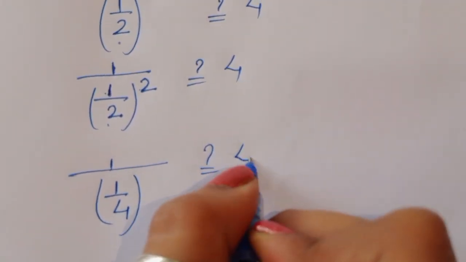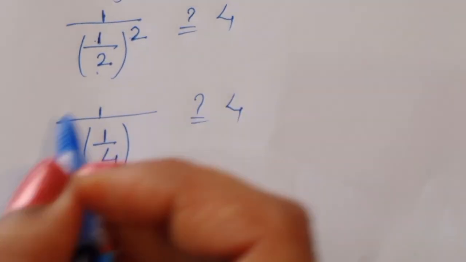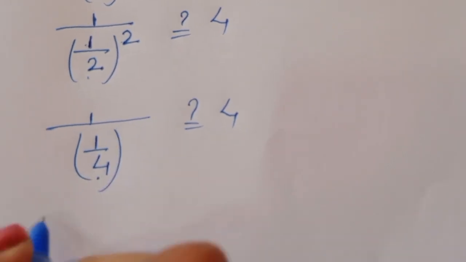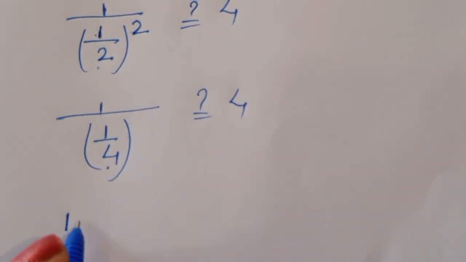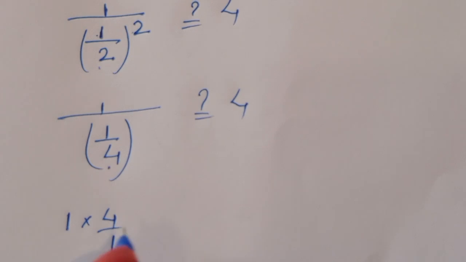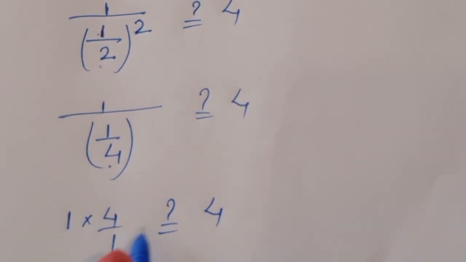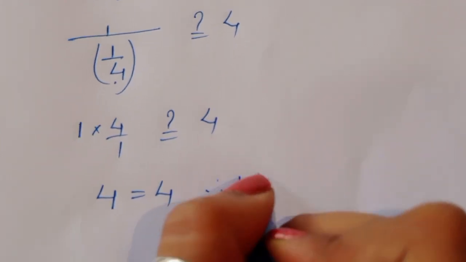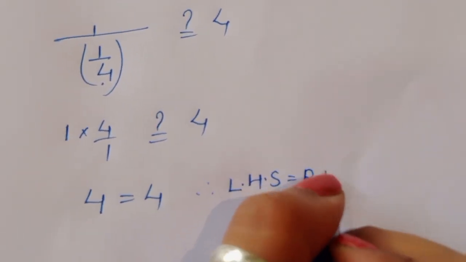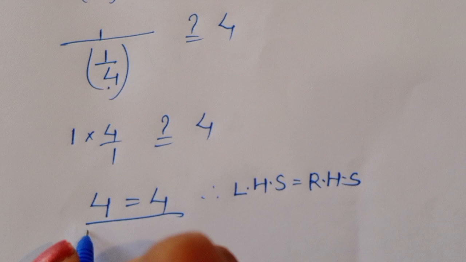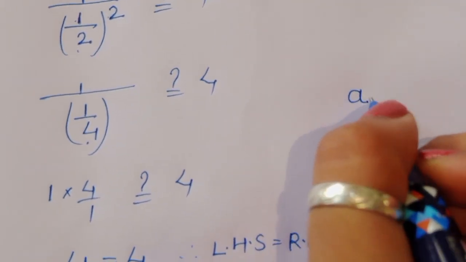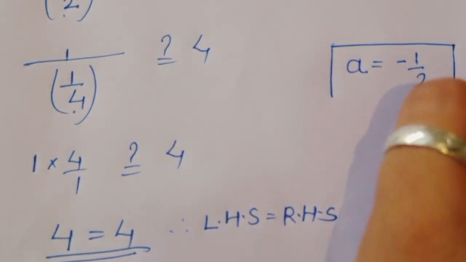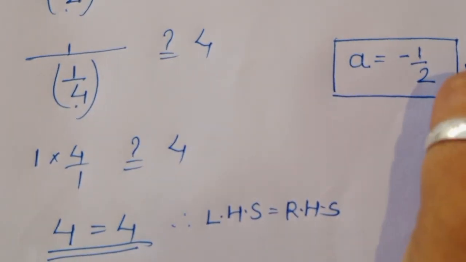Now in the next step, when we do 1 divided by 1/4, we can write 1 times 4 by 1, which is 4. So here 4 is equal to 4. Therefore LHS is equal to RHS. So we can say the value of a is equal to -1/2. This is the correct solution for this question. Thank you.